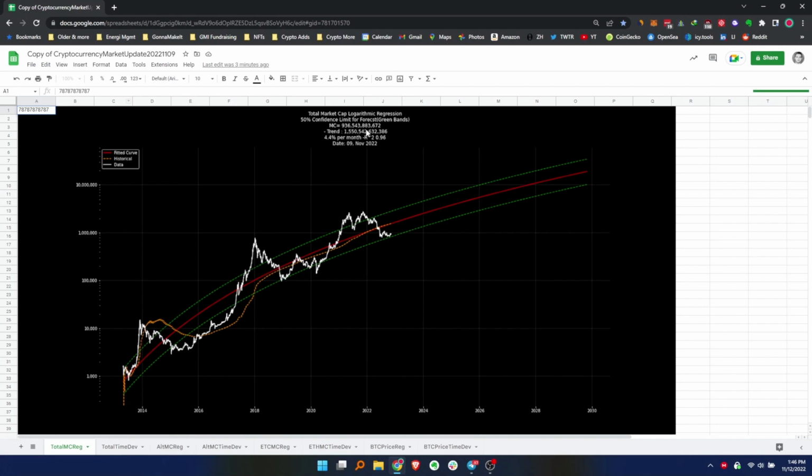Some other things to see here. This basically tells you where the current market cap is. The trend is where the fair value market cap would be. This is the growth rate, 4.4% per month, and this is the date it was generated, November 9th. I don't know what my computer is doing here. Anyway, so this is the first one.